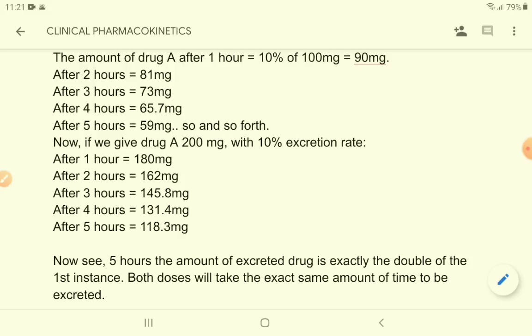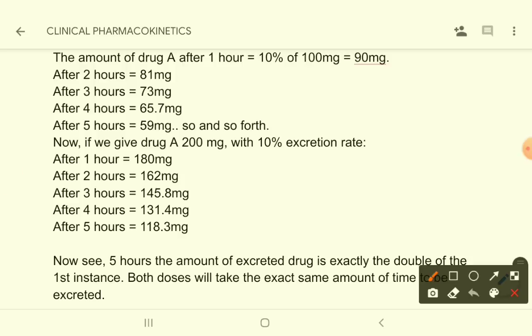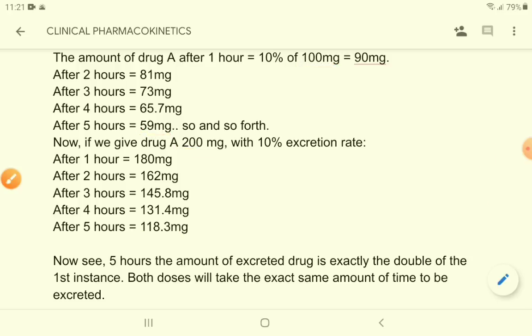So now see, after 5 hours the amount of drug is exactly double that of the first instance. In the second case we have given 200 milligram of the drug, and in the first case we have given 100 milligram. So after 5 hours this 118 milligram is exactly double the first instance, which is 59 milligram. That means both doses will take the exact same amount of time to be excreted.